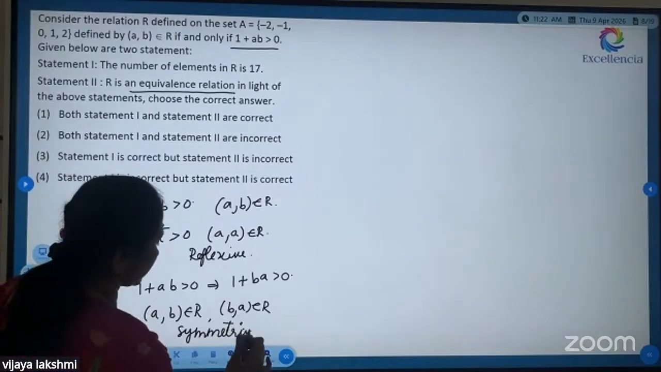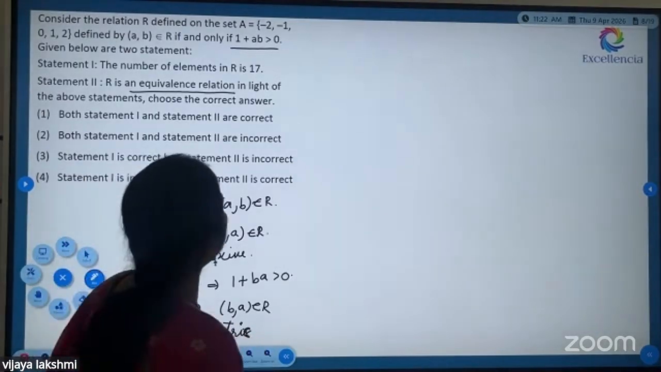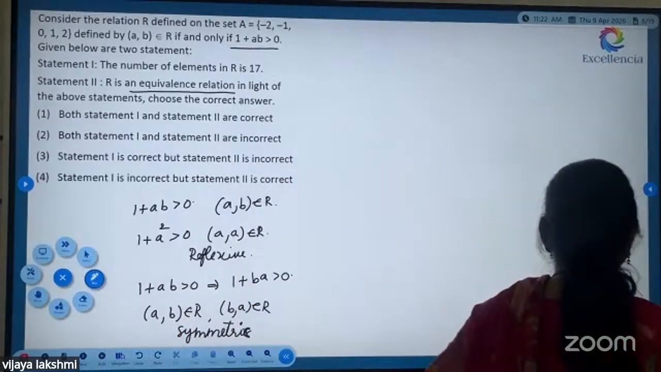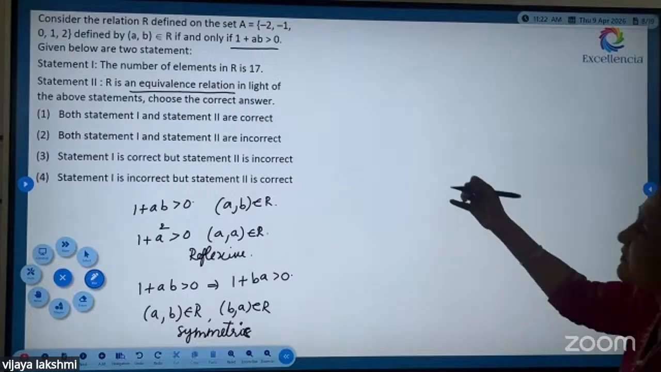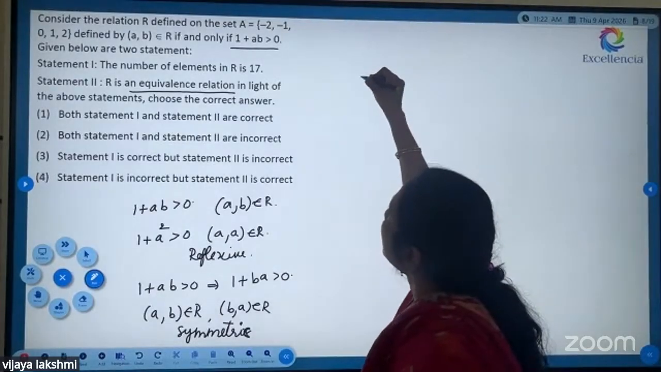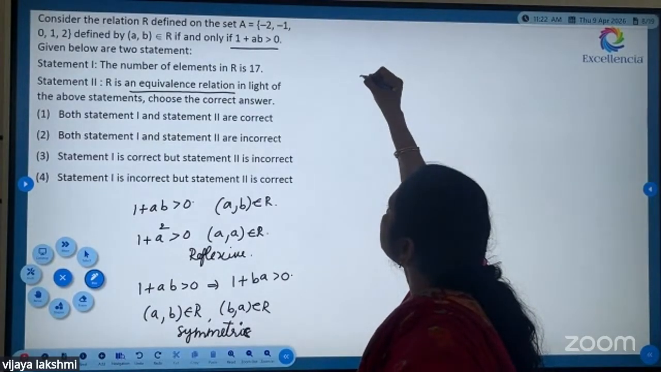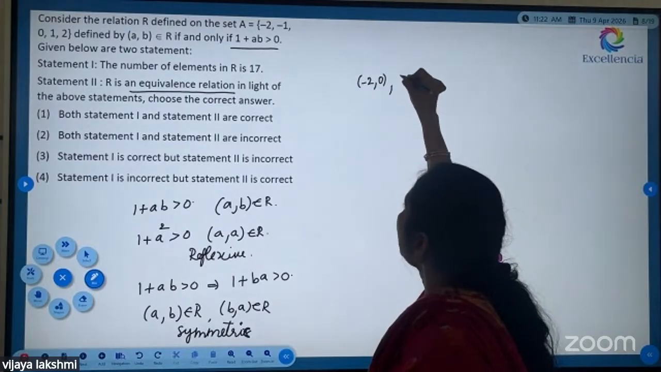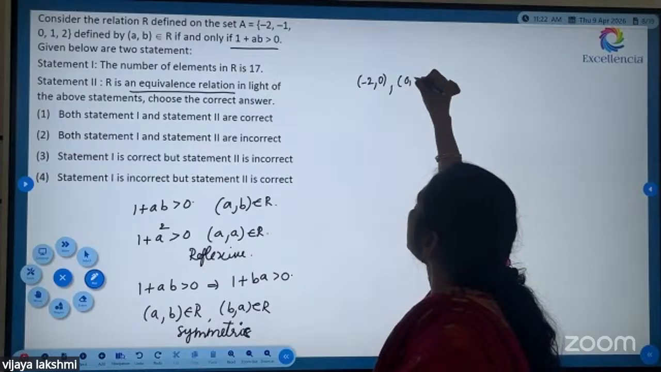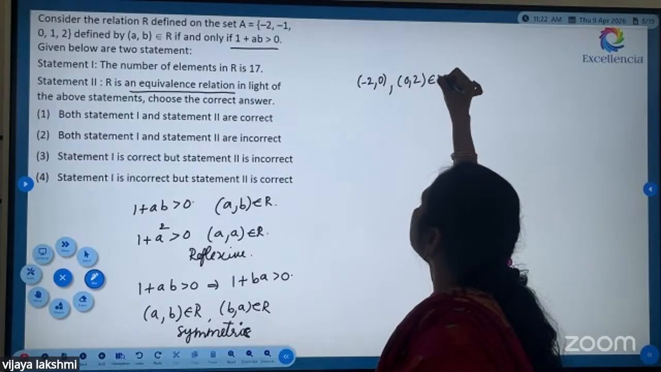Okay, the second statement I am trying to check first. The next one is about symmetric equivalence. We have to take any one of the elements from this. Let A equal to the given minus 2. I'm taking minus 2 comma 0 and 0 comma 2 belongs to R.